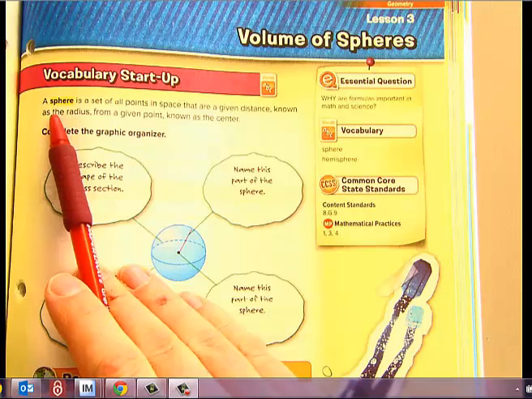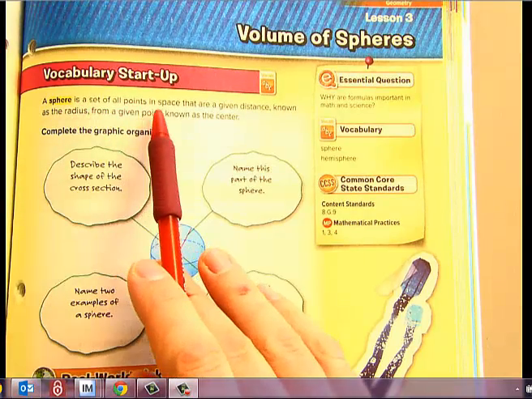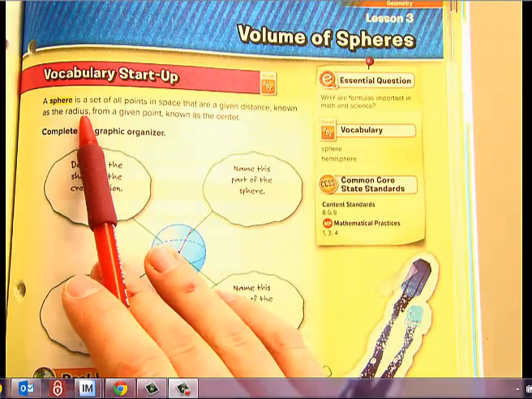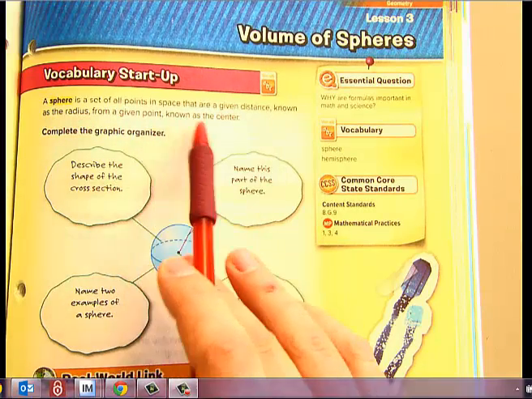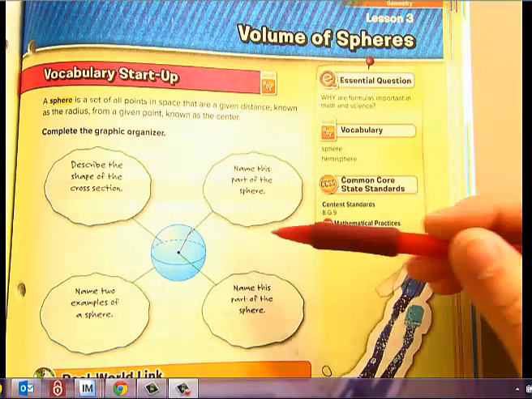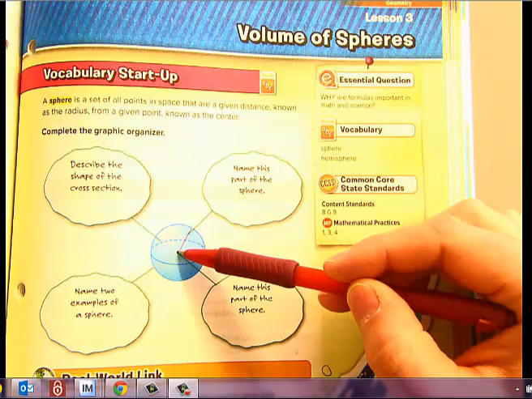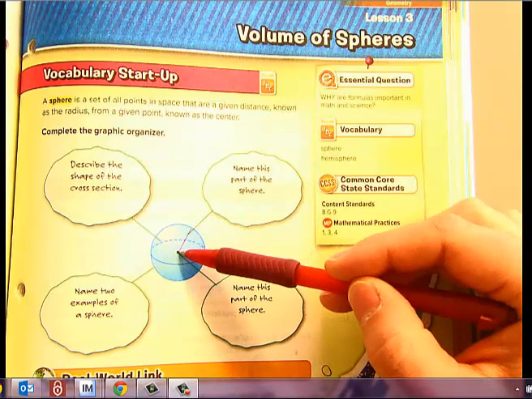A sphere is a set of all points in space that are a given distance, known as the radius, from a given point, known as the center. So basically, that's a fancy way of saying a sphere is all of the points that are a given distance from the center of a round object.